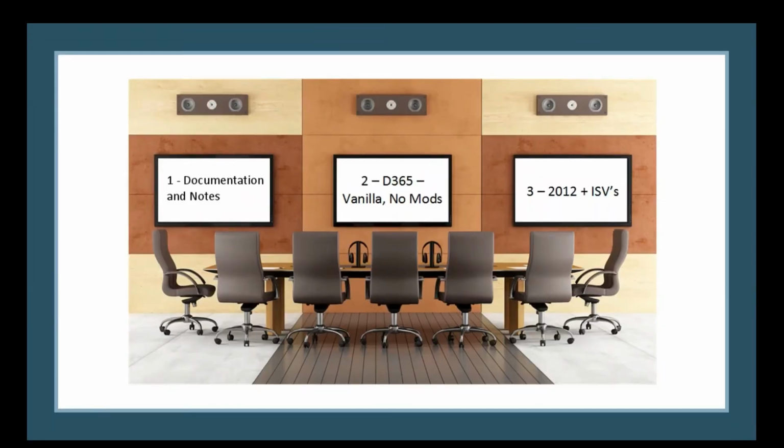The other thing here, I just wanted to highlight it. Here's the example. Documentation and notes on one monitor, the D365 vanilla with no modifications on it, and then your environment 2012 with ISVs is typically what we're tackling when we go through this process. And like I said, it really spurs a lot of conversations, because what we typically do is we review the documentation and notes, or at the beginning of the meeting, identify what those customizations are if you have that documentation. And if you don't, it's okay.